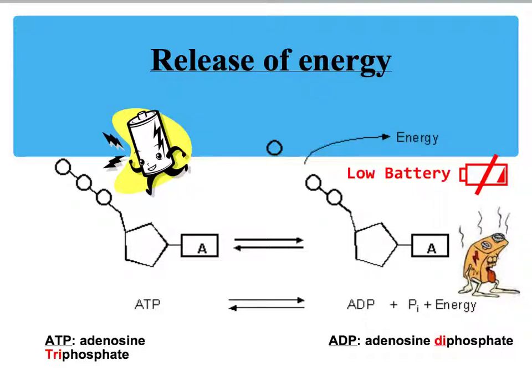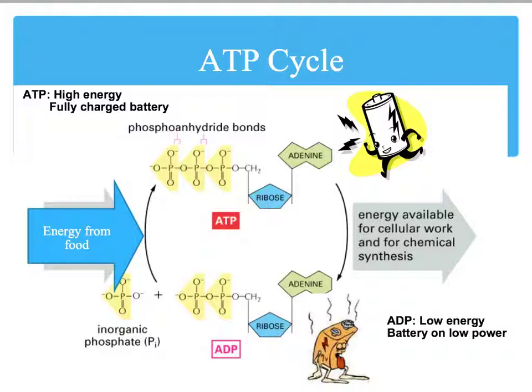Remember, ATP is the charged molecule. Once the energy is released from the last bond, it turns into ADP. We call it adenosine diphosphate because it only has 2 phosphate groups. So remember, ATP is used for cellular work. Once it's depleted from its energy, it turns into ADP. You can turn it back to ATP thanks to the energy found in foods.